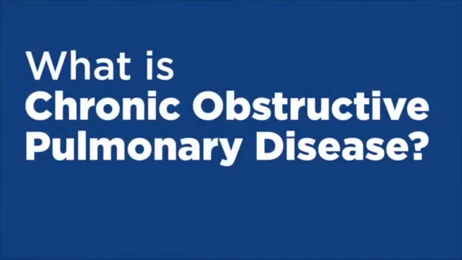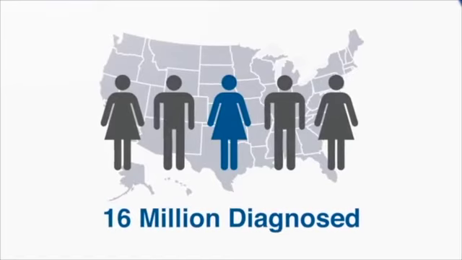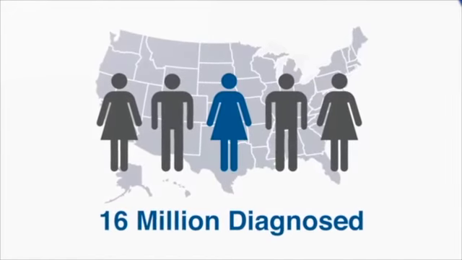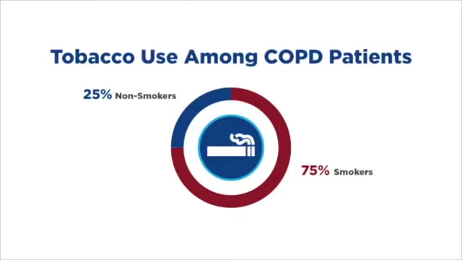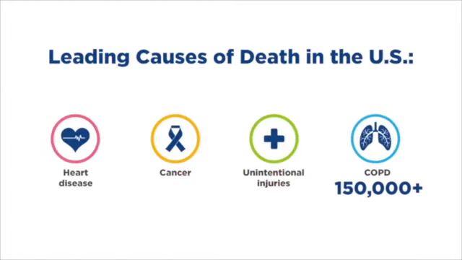COPD, short for chronic obstructive pulmonary disease, affects millions of Americans. Approximately 16 million people over the age of 18 are diagnosed, and it is estimated that millions more have COPD without even realizing it. Most, but not all, people with COPD either smoke or used to smoke, but 25% of COPD cases are due to other factors such as genetics or environmental exposure. Annually, about 150,000 Americans die from the disease.